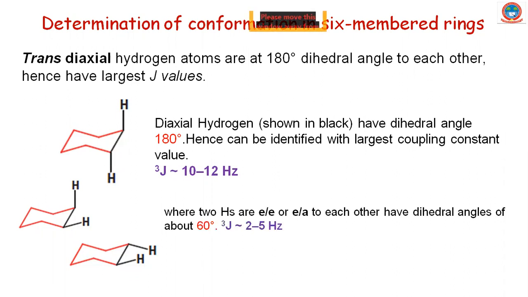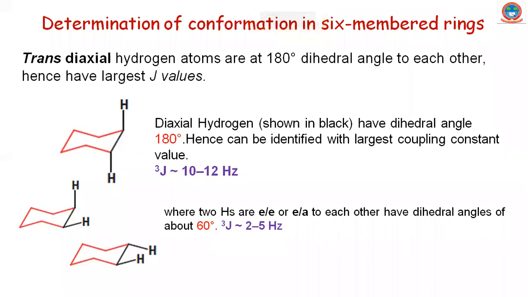So when two hydrogens are both equatorial to each other, or when they are equatorial and axial to each other, they have a dihedral angle of about 60. You getting the point? Did everyone understand? Yes, sir. Very easy.